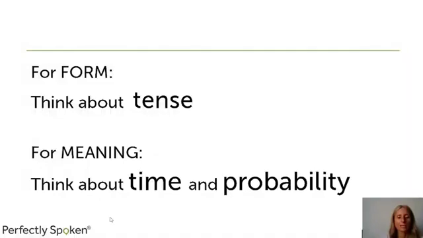Okay, time is talking about time. Is it present? Is it past? Is it future? Whereas tense is talking about present simple, will, going to, past perfect. Okay, there are examples of tense, but time is just past, present, or future. And this is what we're going to think about with meaning, time and probability.